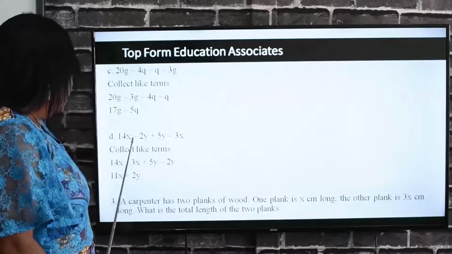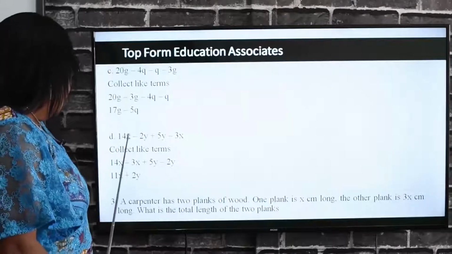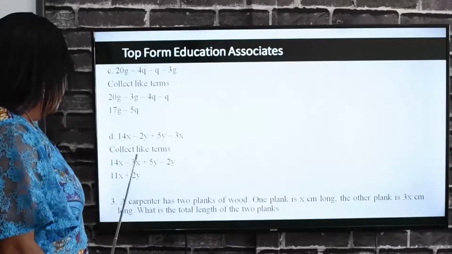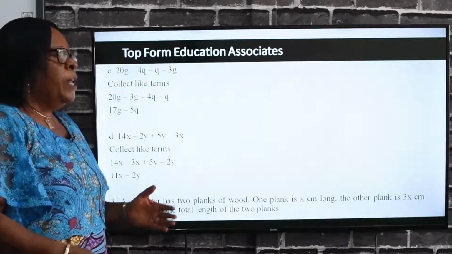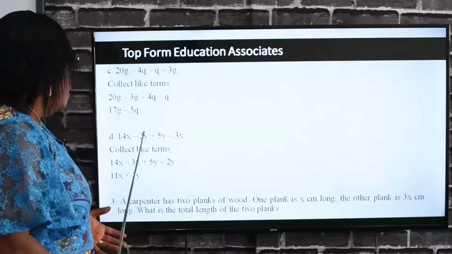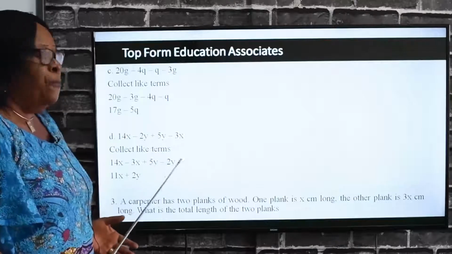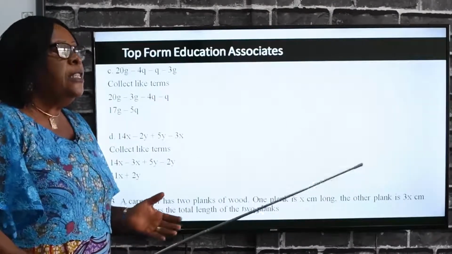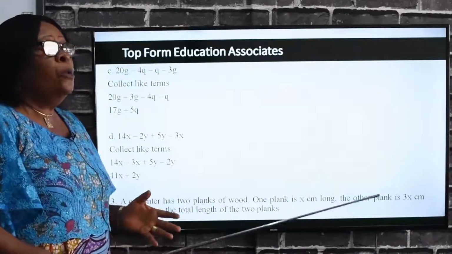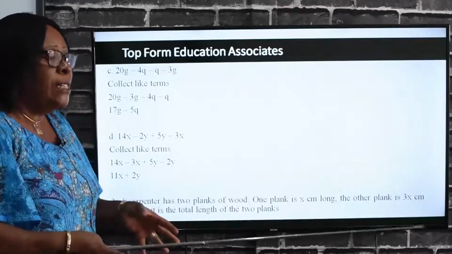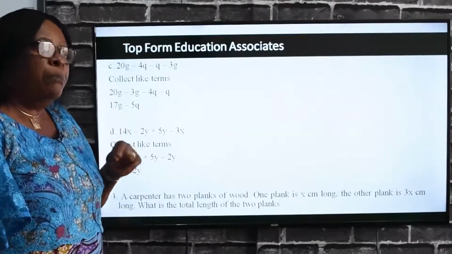14x minus 2y plus 5y minus 3x. We collect like terms, and that will give us 14x minus 3x plus 5y minus 2y. I told you when you are collecting like terms, please collect starting with a positive. So that's why, even though here we have minus 2y plus 5y, in collecting the like terms, I collected plus 5y first, then minus 2y, because it is easier for you students to work with plus and minus than minus and plus. However, we know that when we have different signs, we must subtract. You have different signs, subtract the numbers. But the sign in front of your answer is the sign in front of the bigger number.